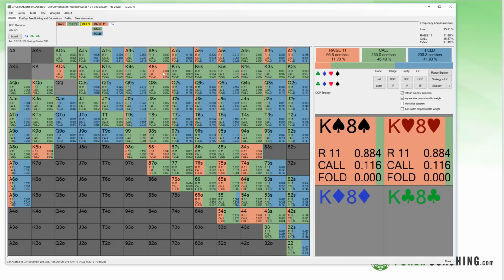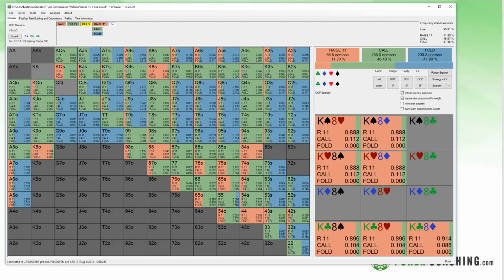Now let's look at his two pairs. King eight suited, pretty much always raising. The two combos of king eight suited, there's a sliver of calling. It probably, if I ran it to 100% completion, would always raise it, never call. King eight offsuit, same thing, pretty much always raising.